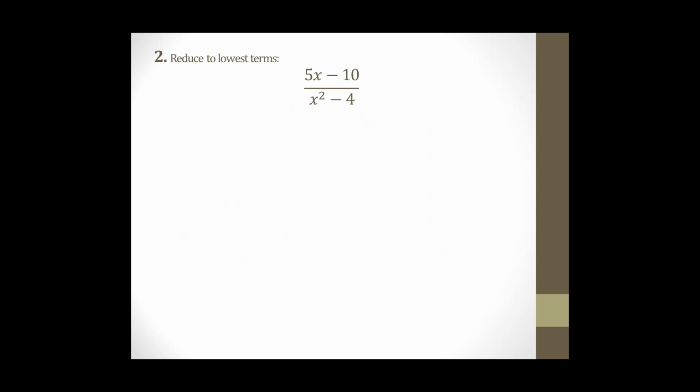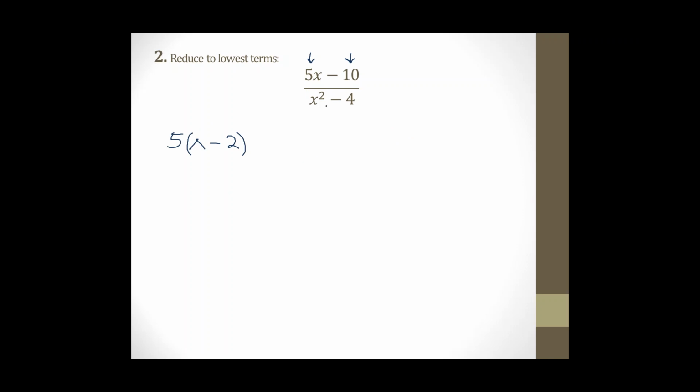This one says reduce to lowest terms. This is also a rational expression, so I'm going to use my factoring methods to help me reduce it. If I look at the numerator, I have 5x minus 10, and I'm choosing to pull out the GCF. Both 5 and 10 share a greatest common factor of 5. So I'm pulling out the 5, and I am left with x minus 2.